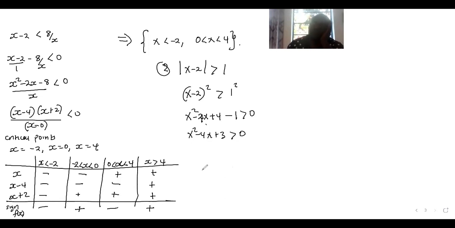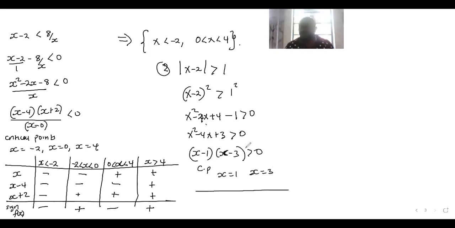Yeah? 1 and 3. 1 and 3. X minus 1 and X minus 3 is greater than 0. So critical points are X is 1 and X is 3. So if those are our critical points, you finish it up and give me the answer.